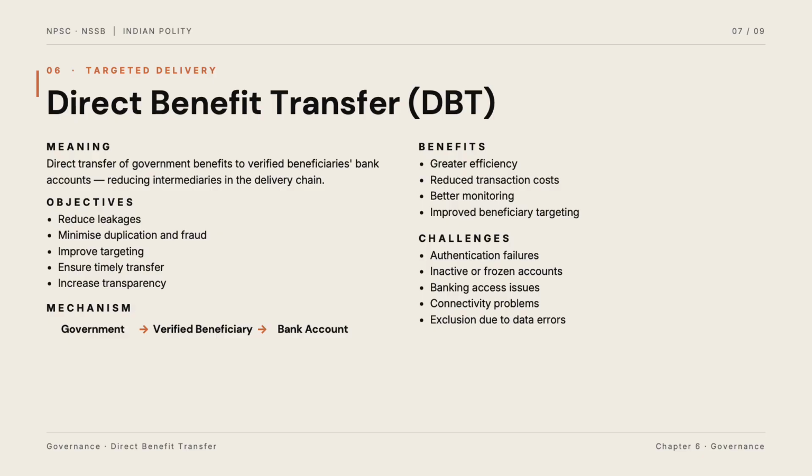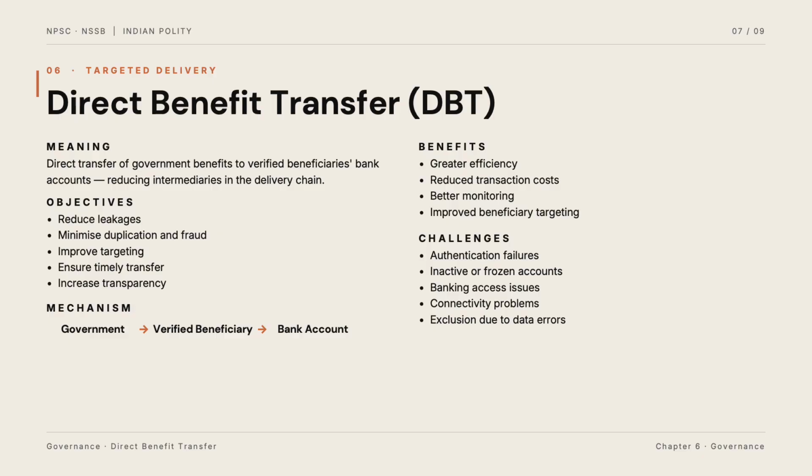So funny again, how can they even do that, right? So that is direct transfer of government benefits to verified beneficiaries' bank accounts, but there are some DBTs that are working very well.